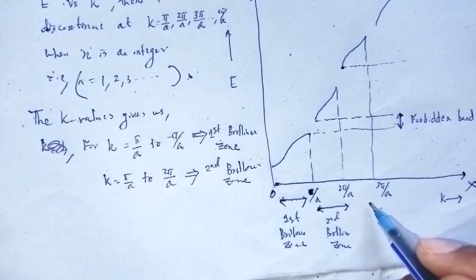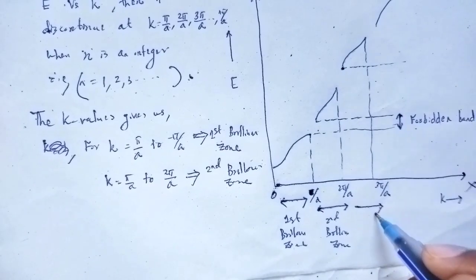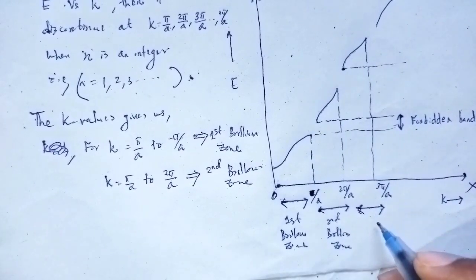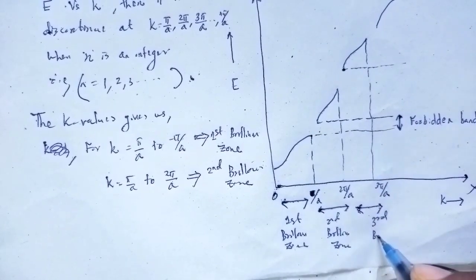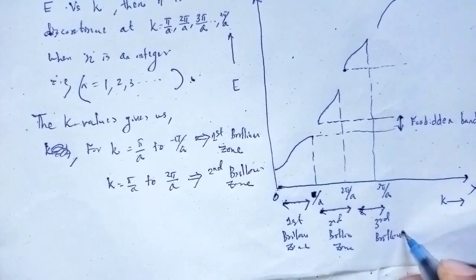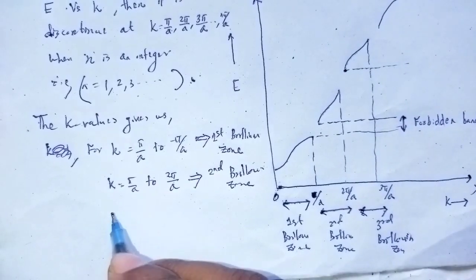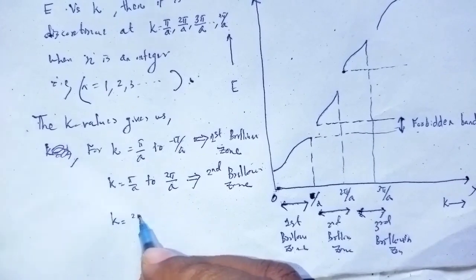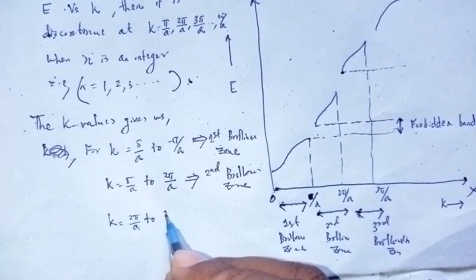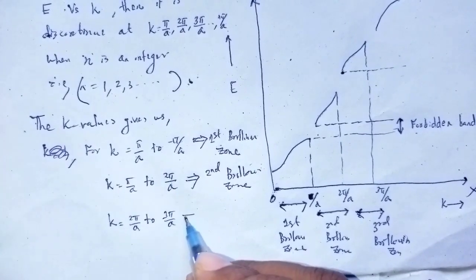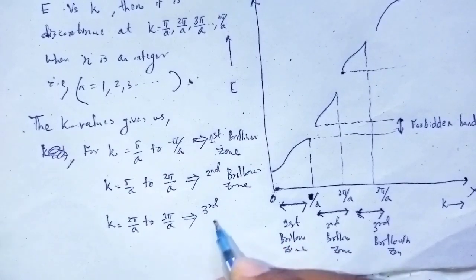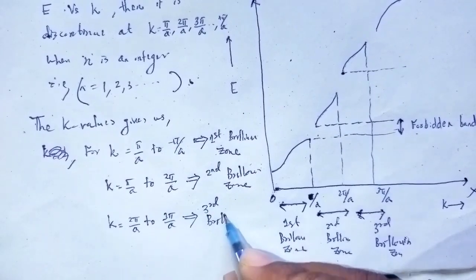Next, for the third Brillouin zone, that range is 2 pi by a to 3 pi by a, that is the third Brillouin zone. For k equal to 2 pi by a to 3 pi by a, that one is the third Brillouin zone.